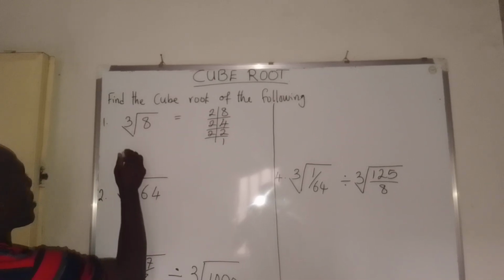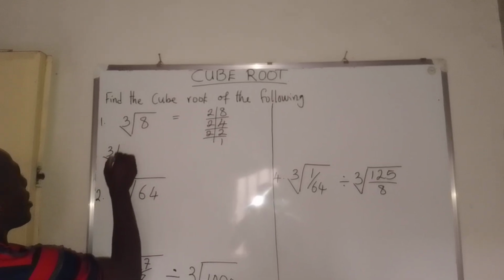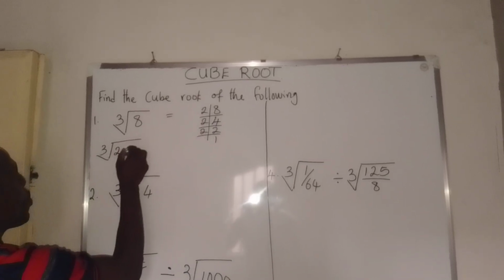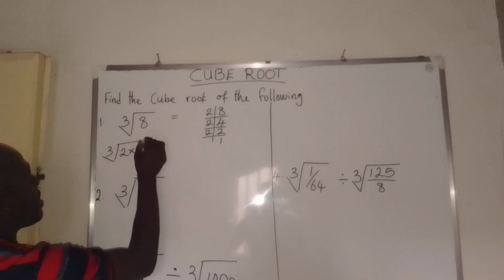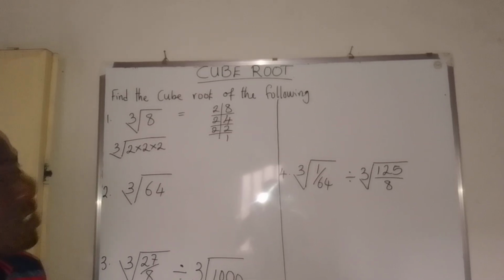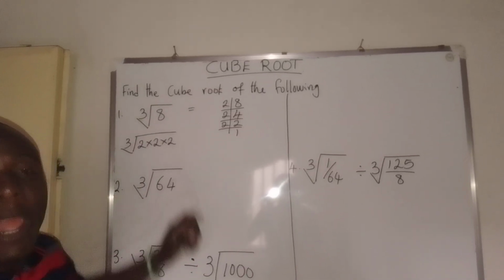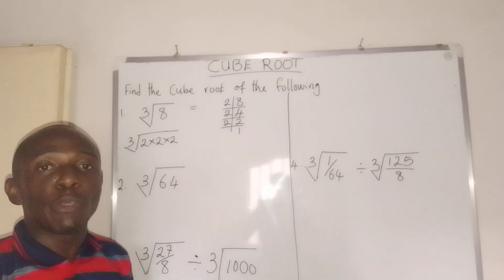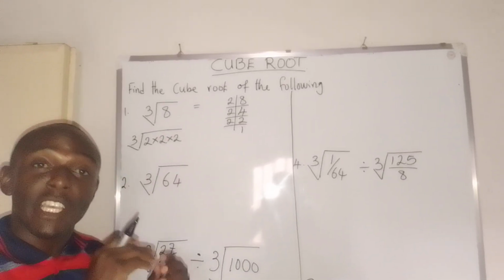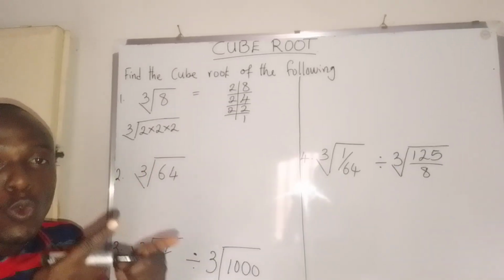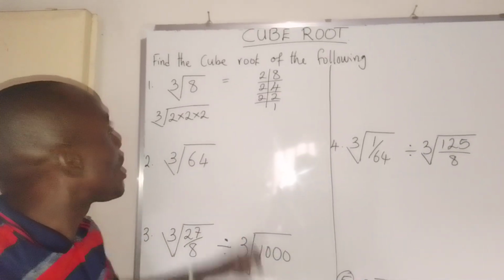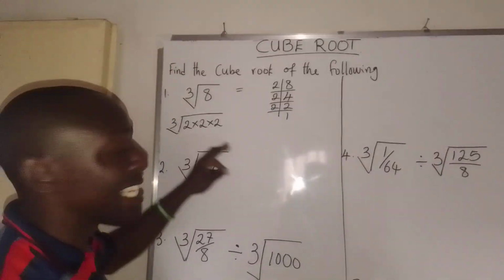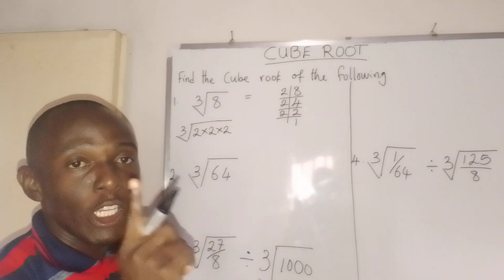So the cube root of 8, we have 2, 2, 2, making it 3. In cube root, since the number is 3, we are pairing them in 3s, which means in every 3, we pick only 1. If they say square root, we pair 2 and you pick 1. But they say cube root, you pair 3. The numbers that are the same, just pair them and pick only 1.